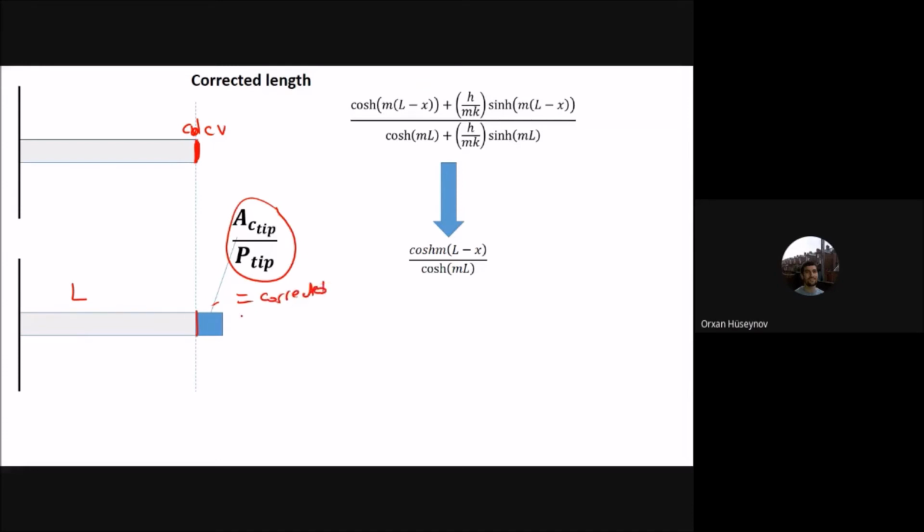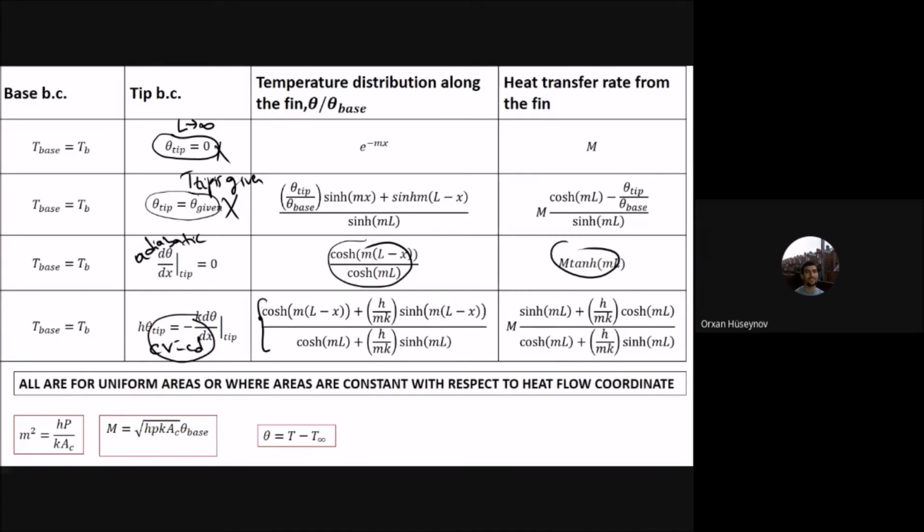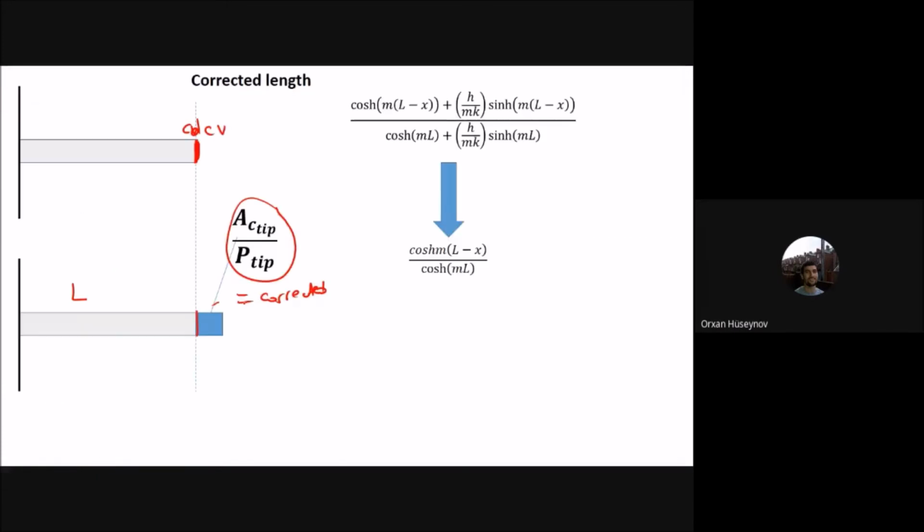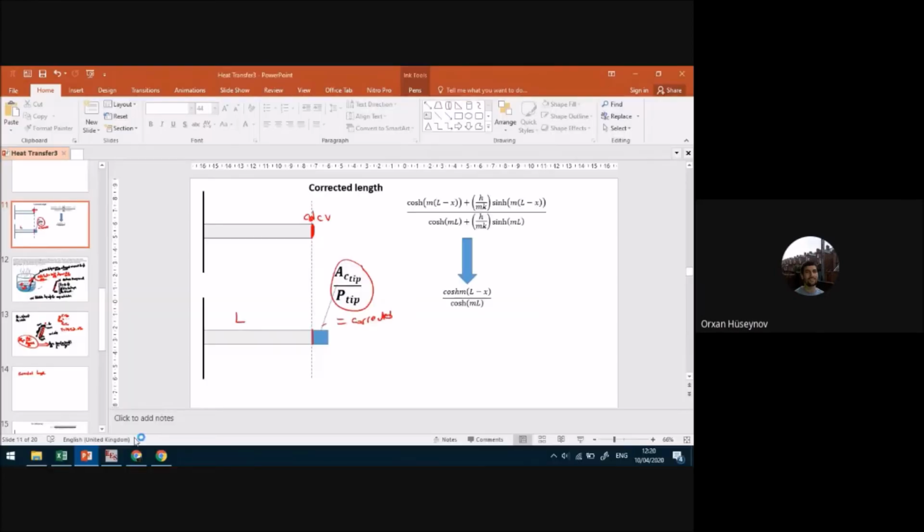Okay, so if you use this corrected length, then you will see that the error decreases more, because by using the corrected length we are moving from the convective tip to the adiabatic tip. As we have said, the adiabatic tip is easier to calculate, and therefore we are using these manipulations. So let's calculate the tip temperature and find the corrected length.